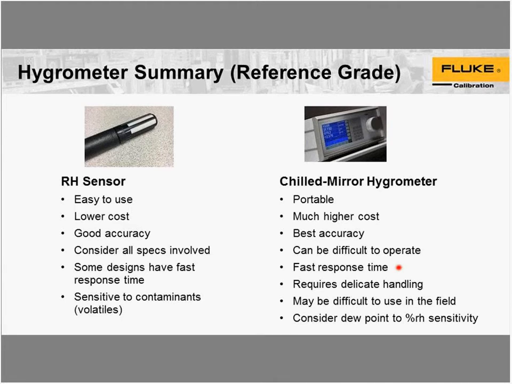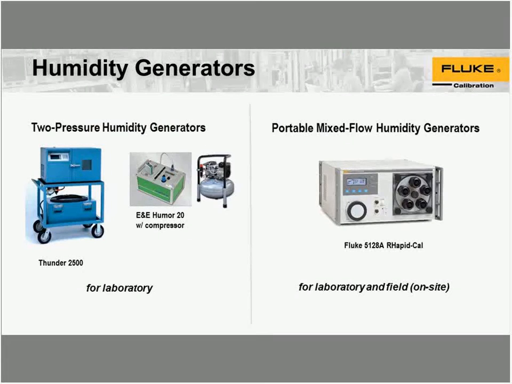Okay. Now we're going to talk about the other side of humidity measurement. This is the humidity generator. There are two main categories. There's the two-pressure humidity generator, we'll talk about what we mean by two-pressure, and then the mixed-flow humidity generator. So let's jump into that.